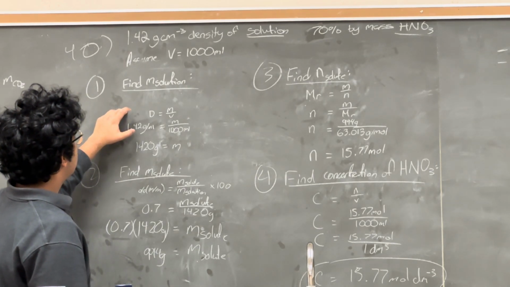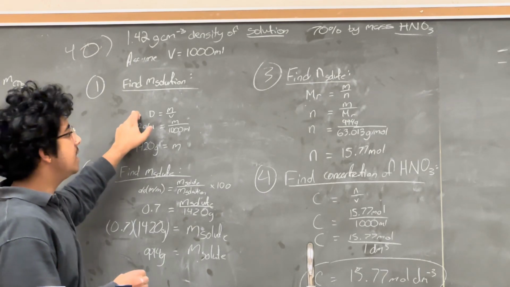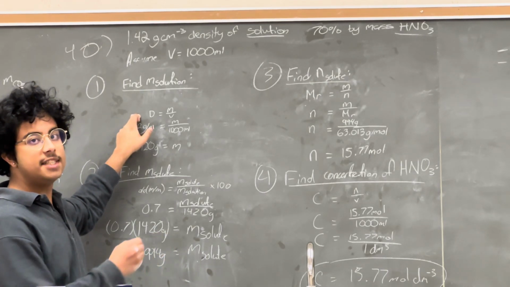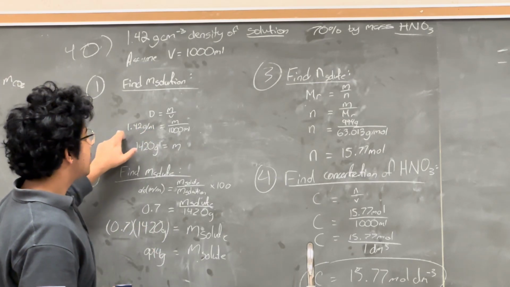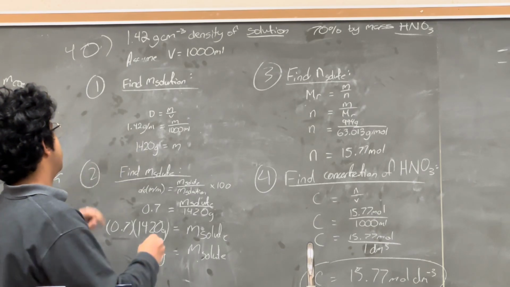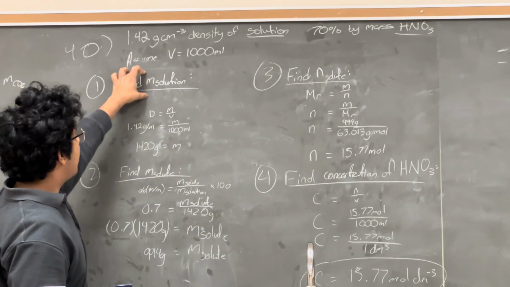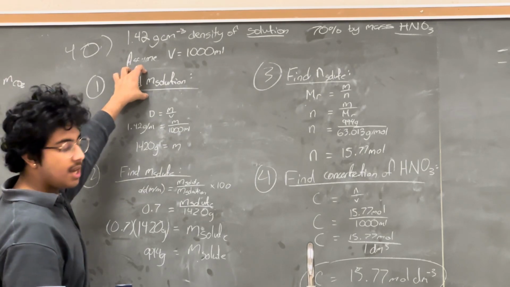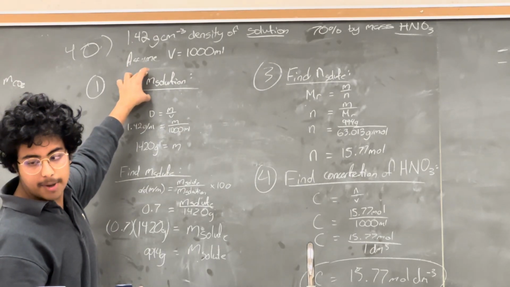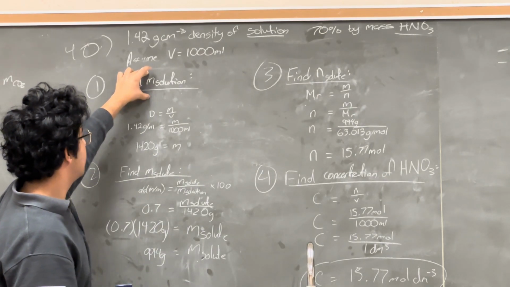So if we jump straight into it, we know that the formula for density is D equals M over V. Density is mass over volume. The question tells us that the density is 1.42 grams per milliliter. And we're going to be solving for the mass of the solution, so the mass of the aqueous solution of HNO3. This is the mass that we're solving for.